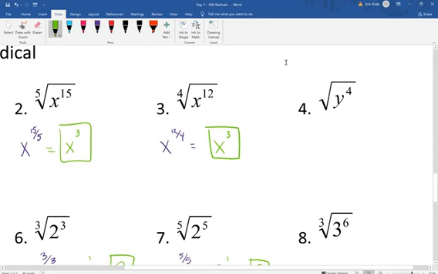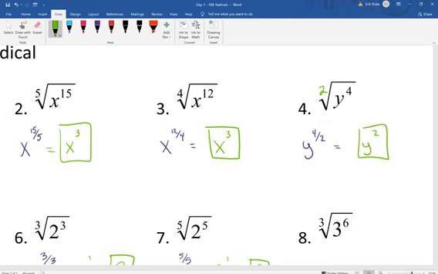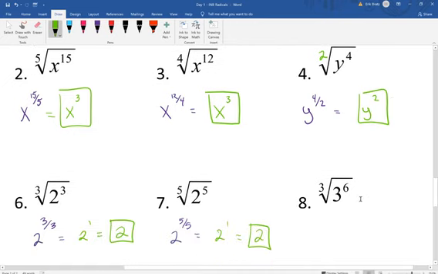Now I'm going to jump back up here and make sure that I do this problem before I forget about it. But we have an invisible 2 on the outside. No index or no number on the outside means there's an invisible 2. And the setup is the exact same. Y to the 4 over 2 should be equal to, well, 4 divided by 2 is just 2. So my final answer is y to the second power.